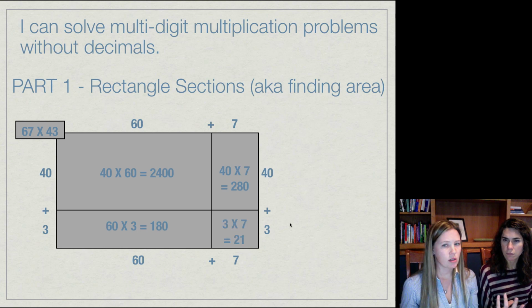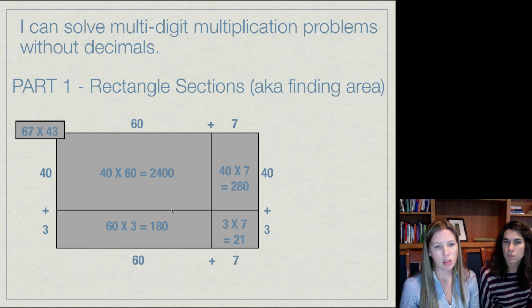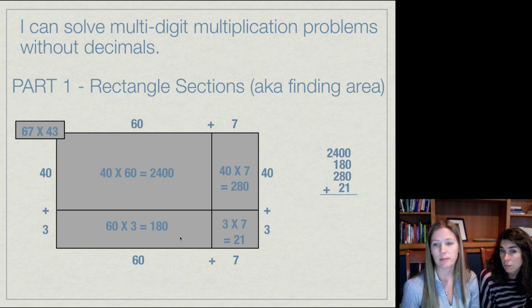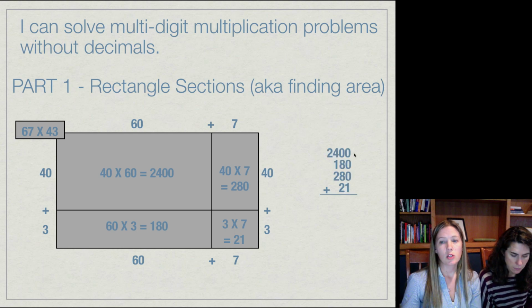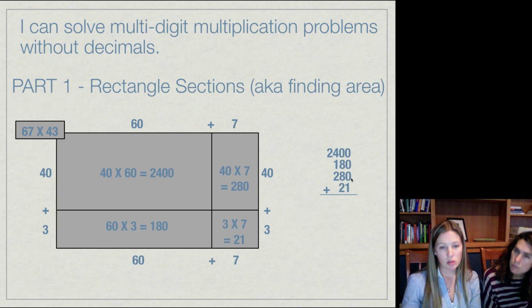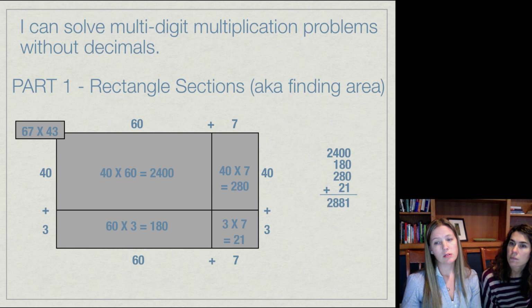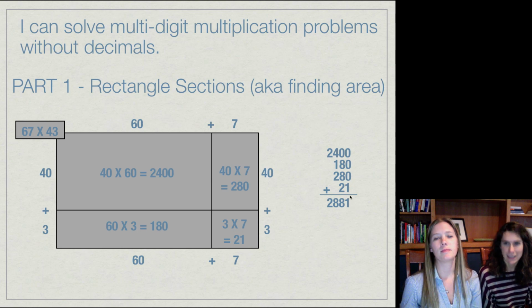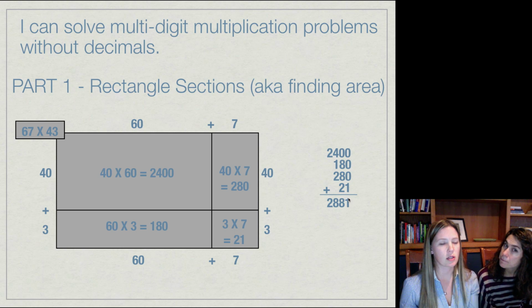Now, think about it. What do I do with all those numbers? I have all these numbers, and I found the area of the inside of all of these. It would make sense we need to put them together somehow. And we put them together by adding. So we take our 2400 plus 180 plus 280 plus 21. I just took my answers here, added them all together, and you get 2,881.